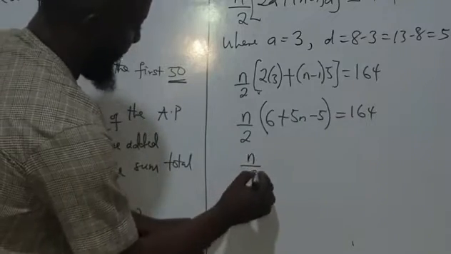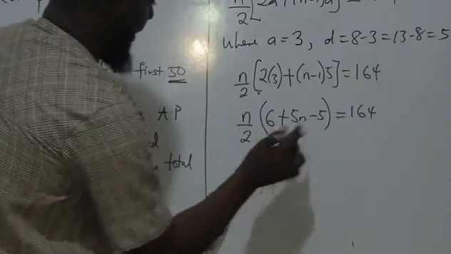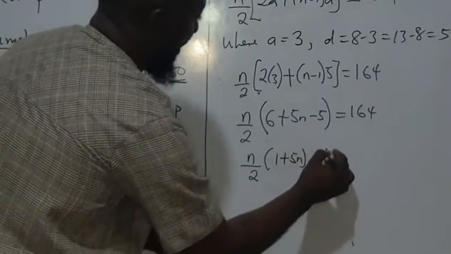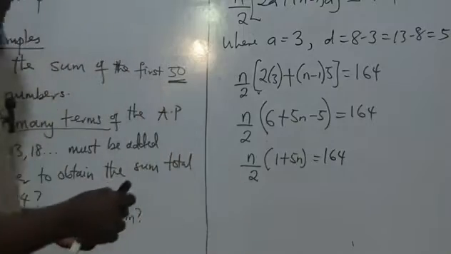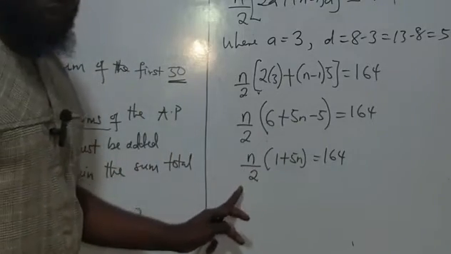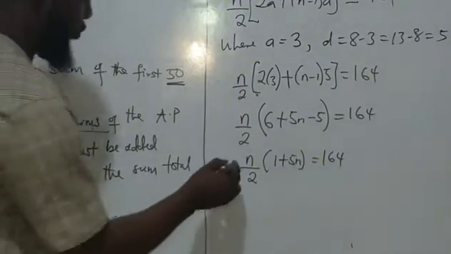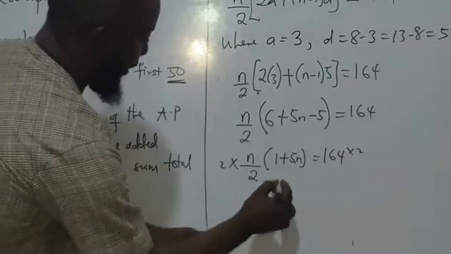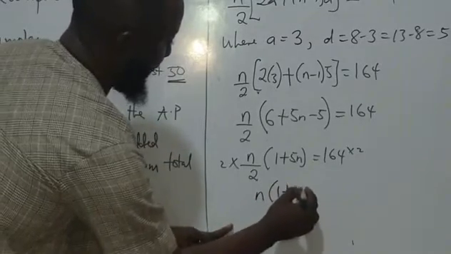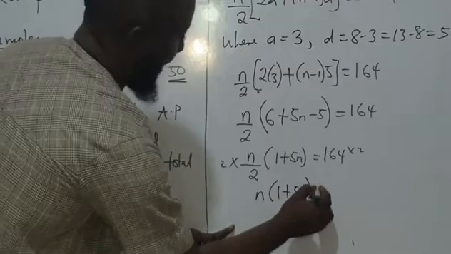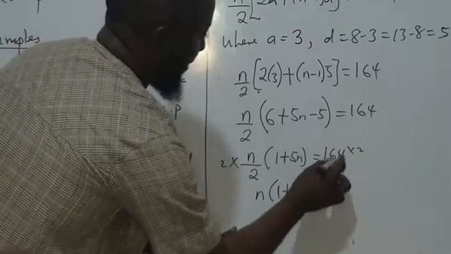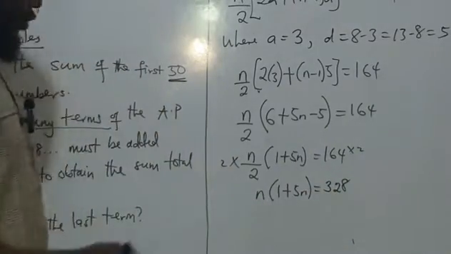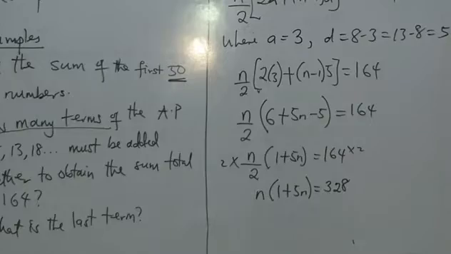That's n divided by 2 into bracket 6 minus 5, that is 1, plus 5n equals what? 164. So for us to cancel out the fraction, we multiply both sides by what? 2. So when you multiply both sides by 2, this multiplied by 2, this multiplied by 2. So we then have n into bracket 1 plus 5n, close the bracket, equals to what? This is 8, this is 12, and this is going to be 328. So the next step is to open this bracket as well.